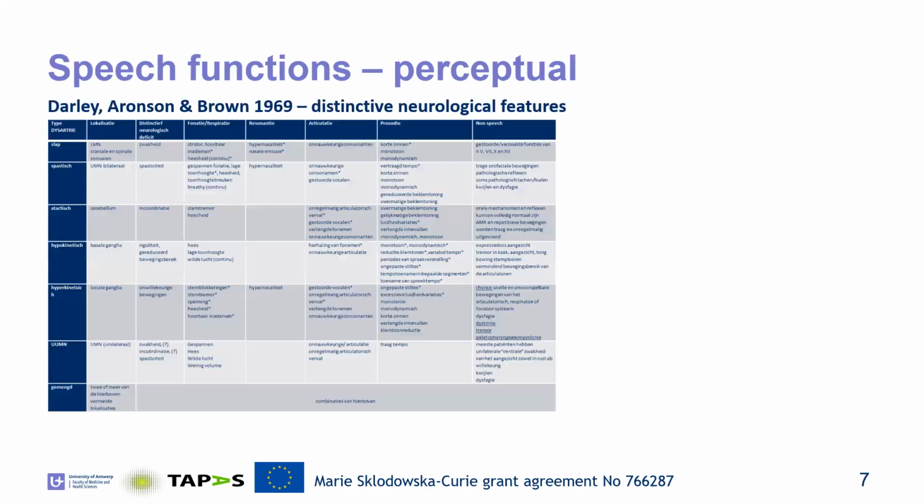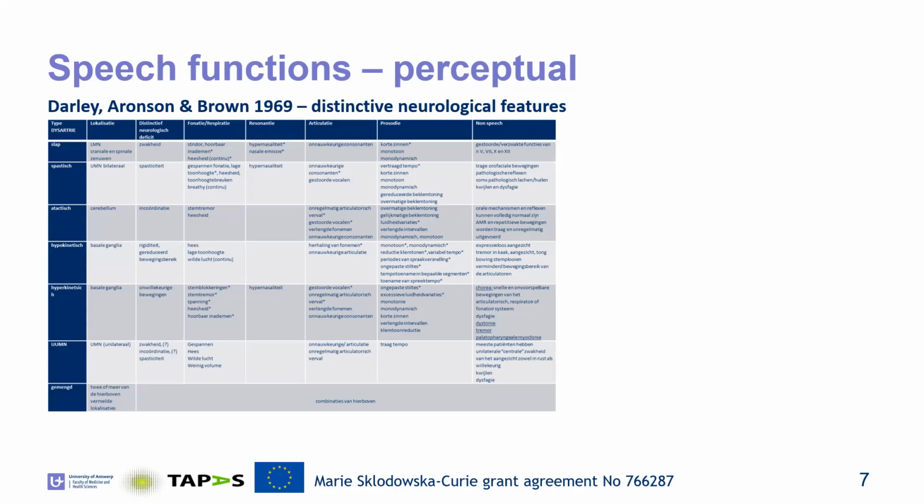That's no secret. And for example, for the speech functions, I think the gold standard are still the 38 speech dimensions features defined by Darley, Aronson, and Brown about 50 years ago. They are in Dutch here, but they do have an advantage. They are all defined and they can be used across different languages.